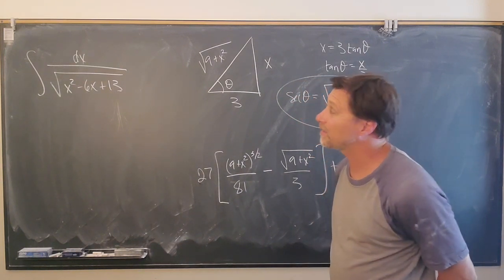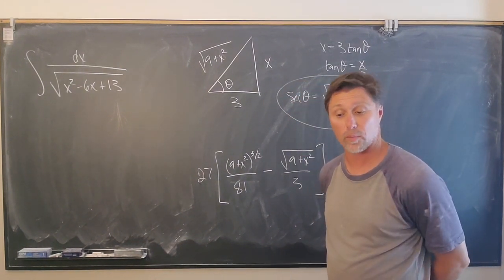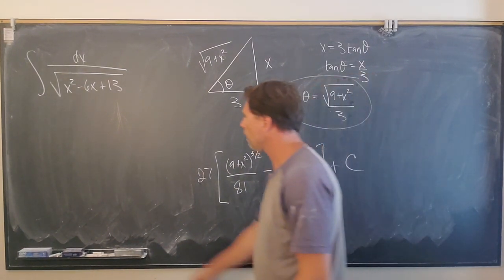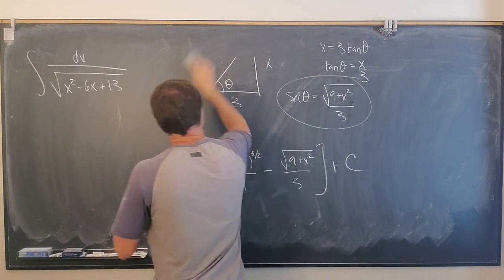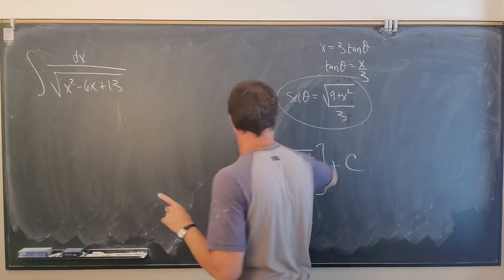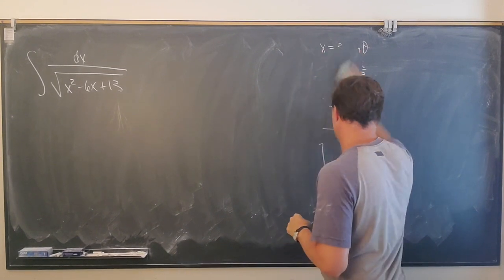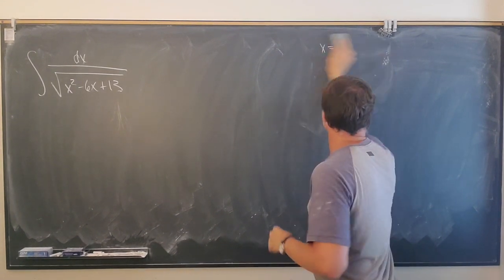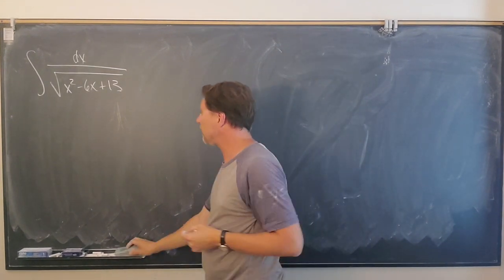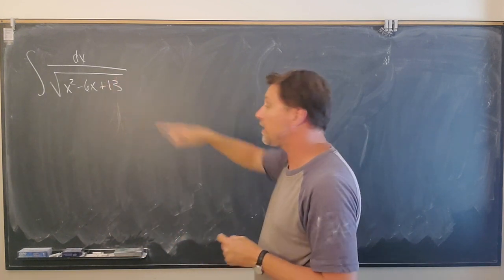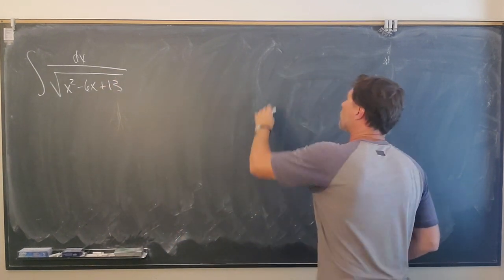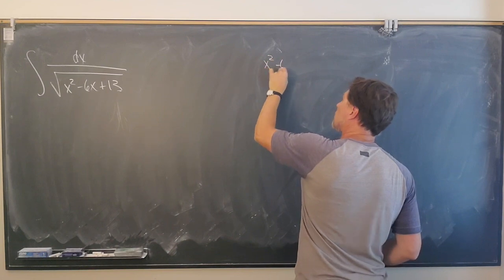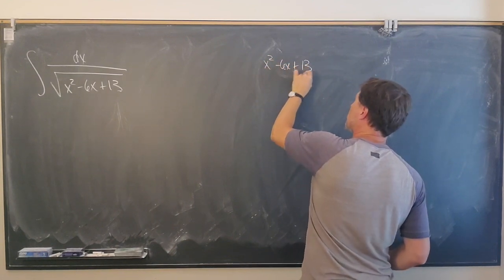This doesn't, at first glance, fit any one of the 3 forms. But it is a quadratic polynomial under a square root, right? And that at least gives us a hint that maybe trig substitution will still work. The idea is, before I can go any further, I need to complete the square. So let's write this out. x squared minus 6x plus 13.